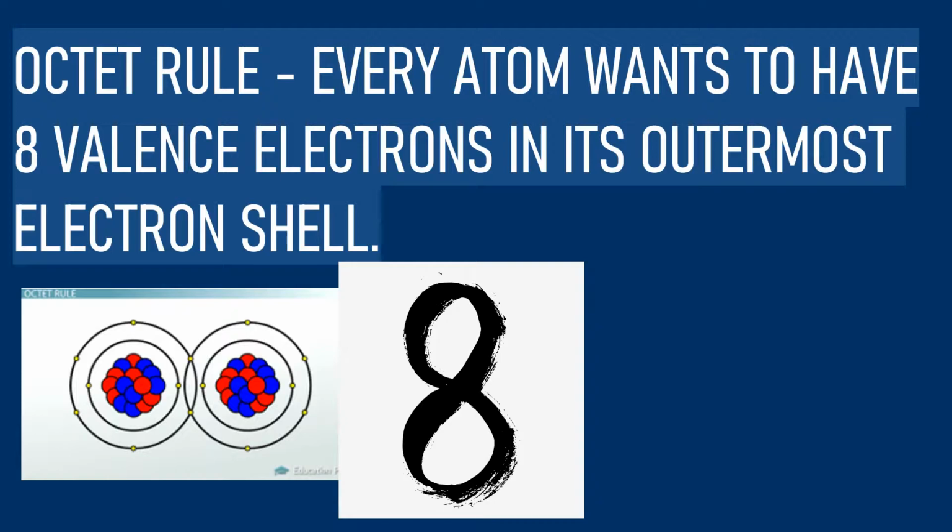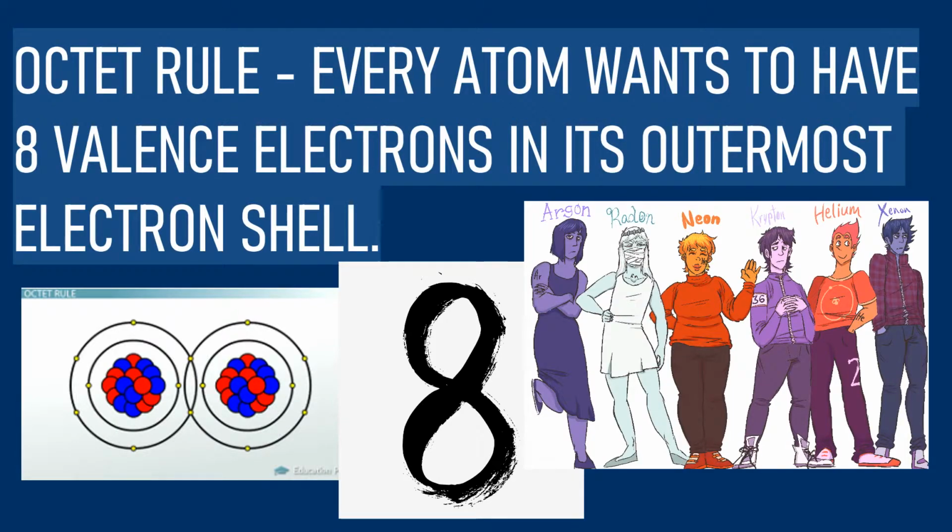Well, basically, all the elements want to have 8 valence electrons. Why? It's for them to have valence electrons similar to the noble gases. Noble gases are unreactive, basically.